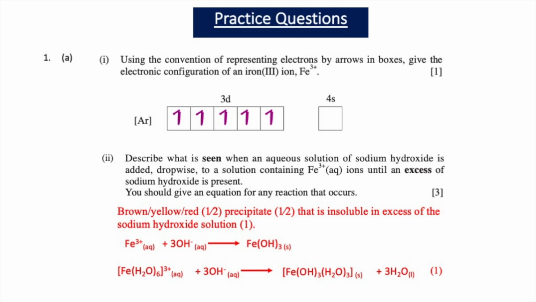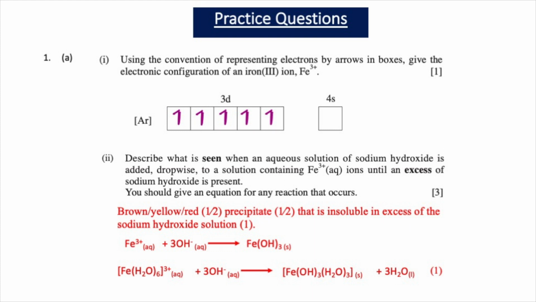Now for part 2, you're asked to describe what is seen when an aqueous solution of sodium hydroxide is added dropwise to a solution containing Fe3+ ions until an excess of sodium hydroxide is present, and you should give an equation for any reaction that occurs. Now you'll get a rusty brown precipitate forming. If you said brown, yellow or red as a colour, you get half a mark, and if you said precipitate, you get half a mark. Now this precipitate is insoluble in excess NaOH, and if you mention this you get another mark.